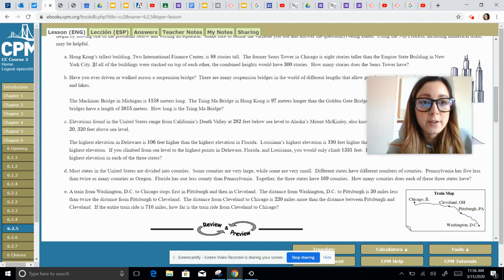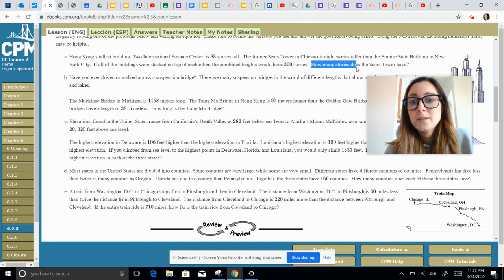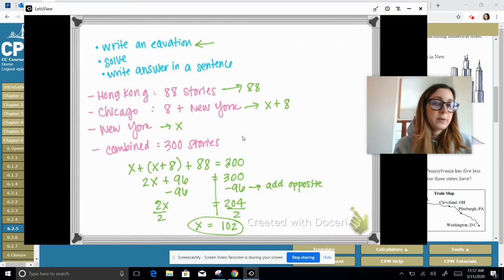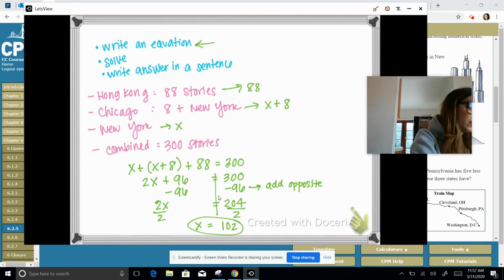Okay, but we need to look back at our question to see what we're actually solving for. It says, if all of the buildings were stacked on top of each other, the combined heights would be 300 stories. How many stories does the Sears Tower have? Or that's the one in Chicago. So how many stories tall is the one in Chicago? So going back to our labels here, it says Chicago is 8 plus x. So we need to add 8 to that. So our final answer is going to be 110. So 102 plus 8 equals 110. Whoops, not that many.